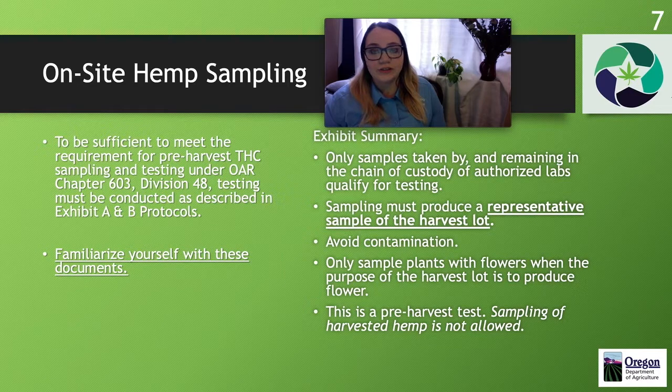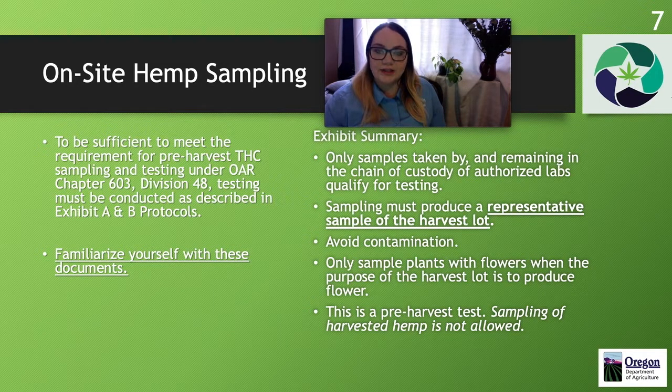Avoid contamination, so making sure that your tools and equipment are sanitized and that you're not reusing your paper bags is important. Only sample flowers, or only sample plants with flowers, if the purpose of the harvest lot is to produce flowers. So if you can see on the harvest lot sampling request form that I just showed, if they list flower as their intended use, there needs to be flowers present when you're sampling. If there are not, if you show up and there are not flowers present, you need to reschedule. Please don't try and use other parts of the plant to make up the sample or do anything else. You need to reschedule.